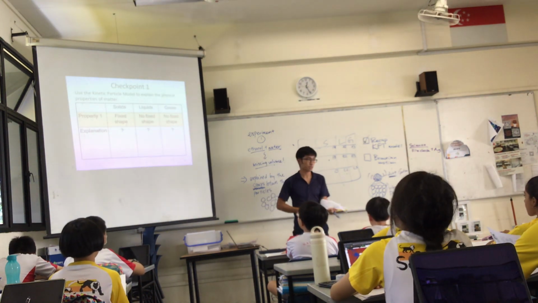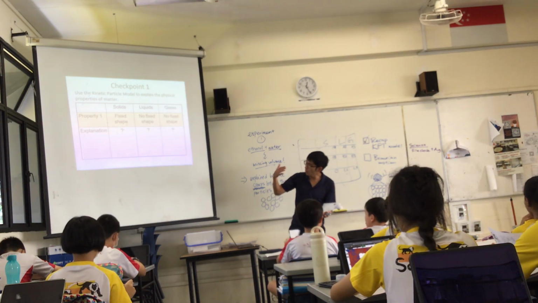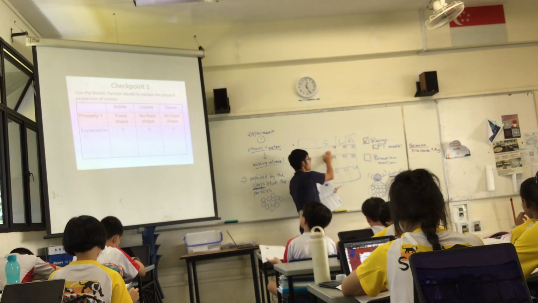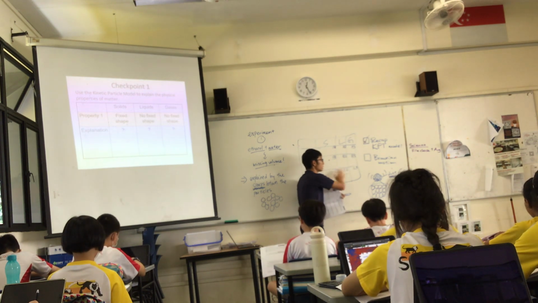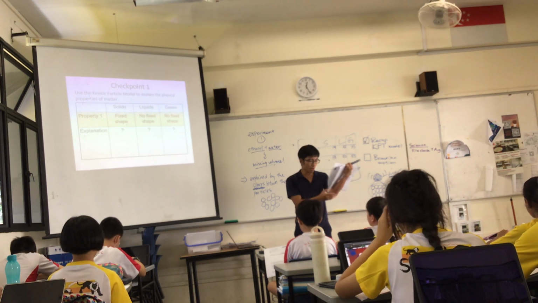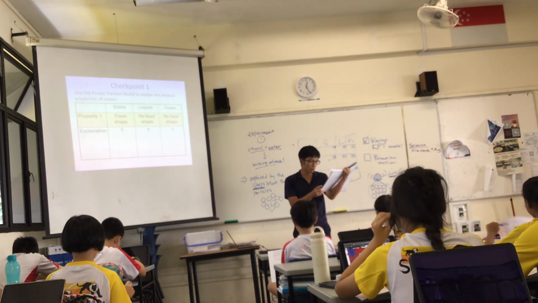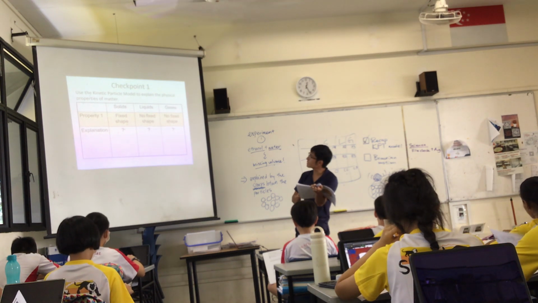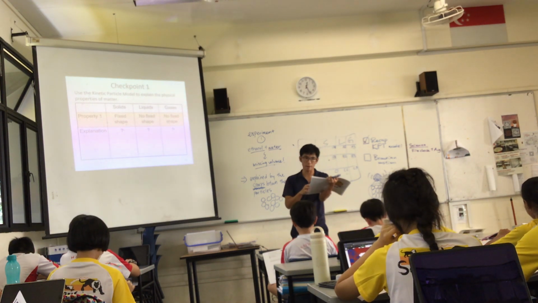Okay, let's look at solids. Solids are known to have a fixed shape. But which one of these descriptions, A1 to 3, B1 to 3, C1 to 3, best explains why solids have a fixed shape? So everyone go back to page 21. Look at all the descriptions there. Which description here best explains why solids have a fixed shape?